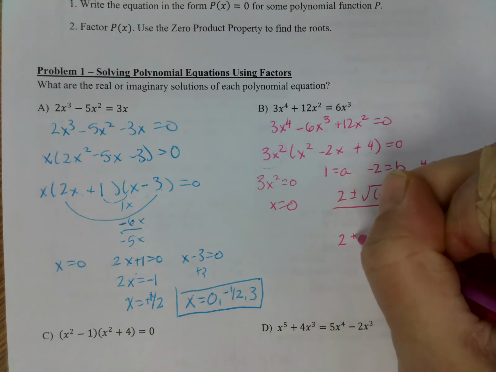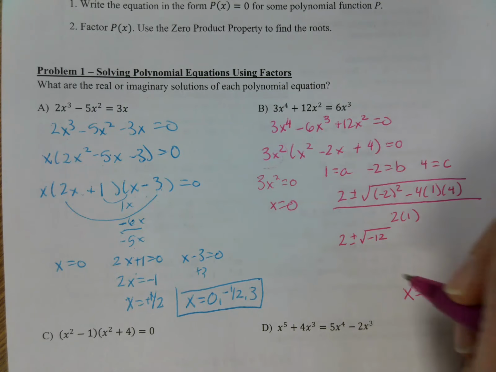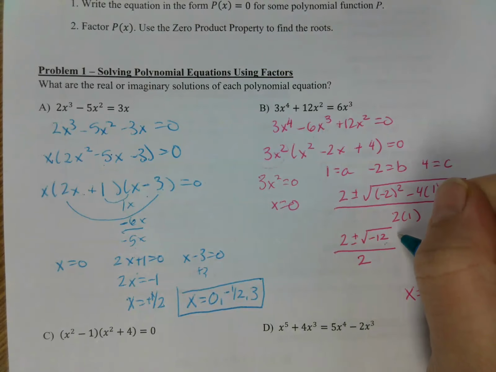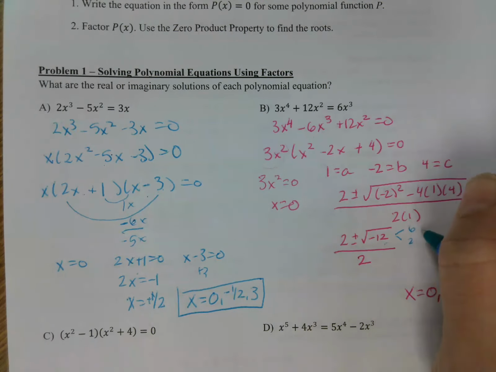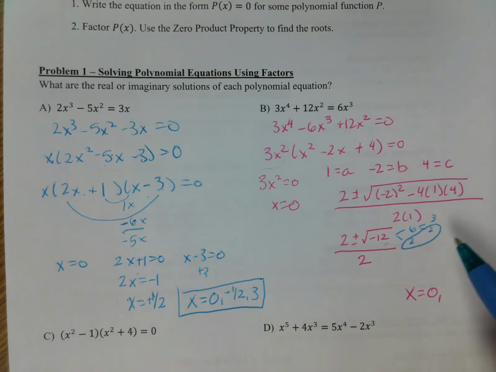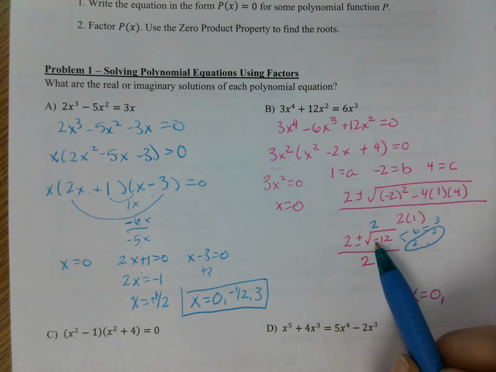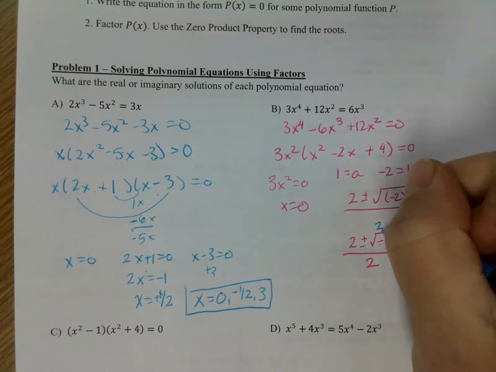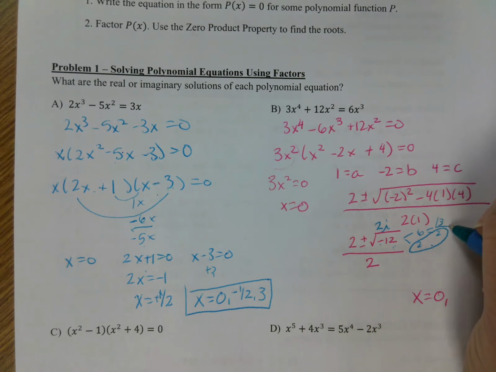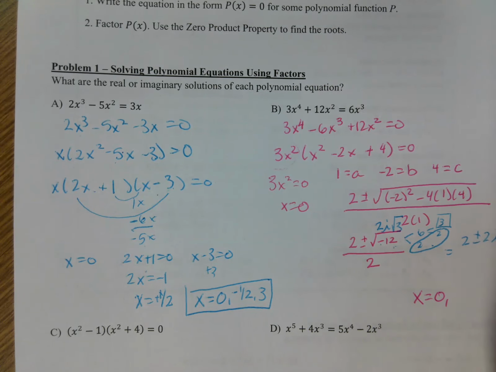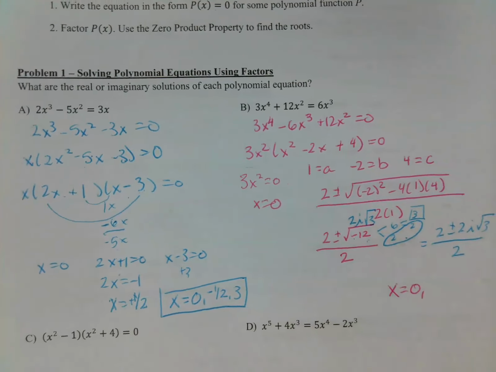And I get 2 plus or minus the square root of negative 12 over 2. I can simplify this. This is the same thing as 6 times 2, 2 times 3. So this right here, I can take a 2 out. This is also going to be an i because it's negative. So I'm going to take out that i, and I'm still left with the square root of 3 right here. So this would be equal to 2 plus or minus 2i square root 3 over 2.